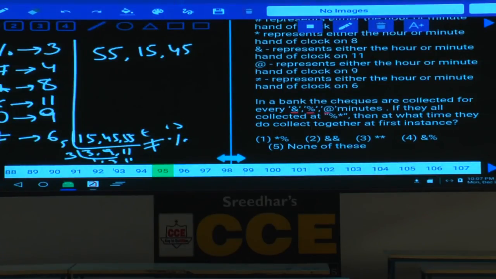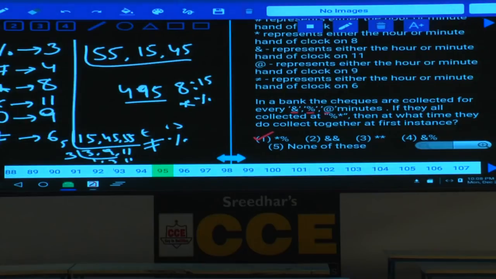Yes, 495 is the LCM. The LCM of all these three is 495. If the LCM of all these three is 495, then divide this by 60. If you divide this by 60, 8 times 60 is 480 and the remainder is 15, so 8 hours 15 minutes. 8 stands for star and 15 is percentage. Star and percentage is given in choice 1, so choice 1 is the answer. Done with this?